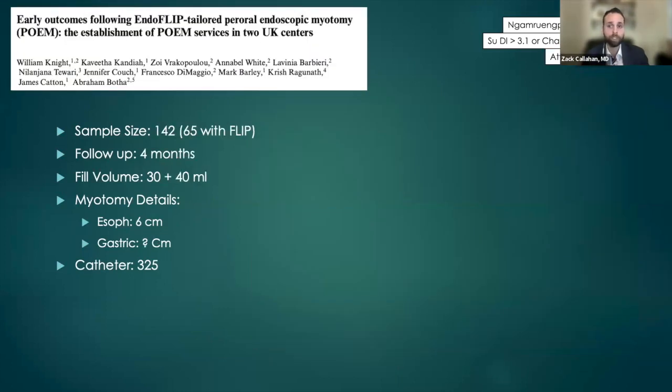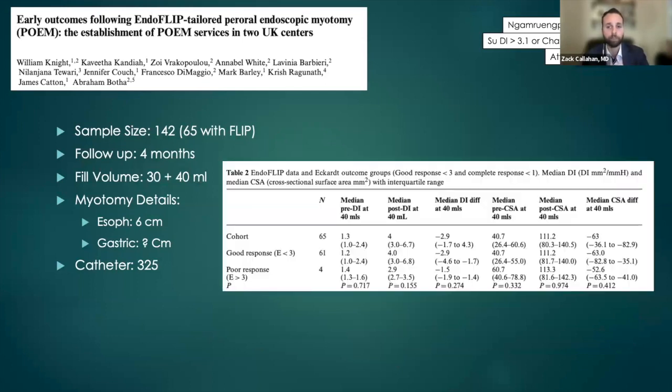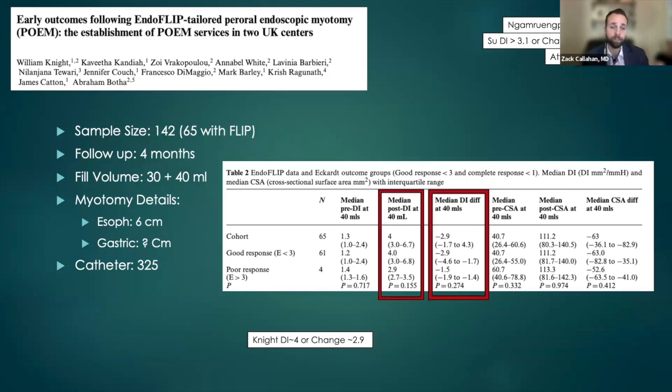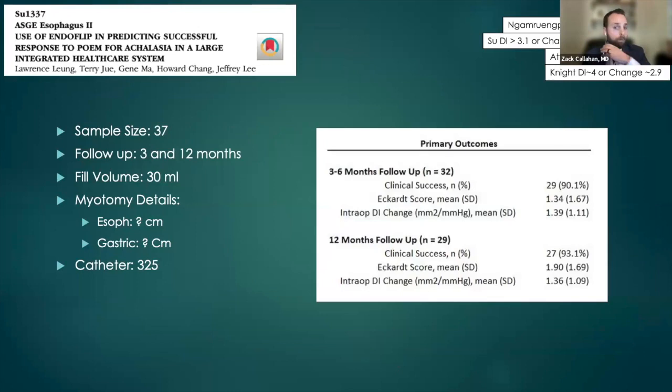This is one more study. This is out of the UK. It's a little more recent. 65 patients had FLIP data. They also split the group into responders and non-responders based on Eckardt score. This is obviously a big table and a lot to take in, but the big stuff is that patients that responded well had a median DI of 4 compared to 2.9 in non-responders, and then a change in DI closer to 3 compared to 1.5 in non-responders. And sadly, none of these findings reached statistical significance, and there was really no GERD data to report.